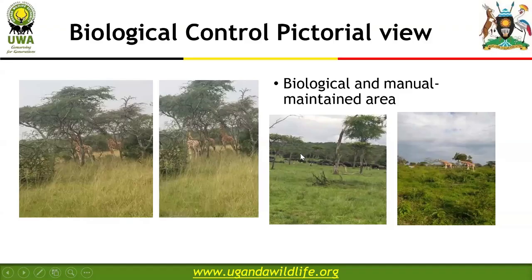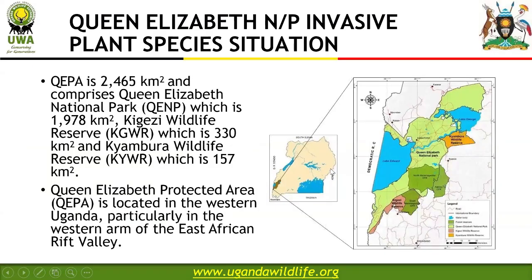So this is an area where we can comfortably say that the biological control, in addition to manual, has been maintained. We see big herds of buffaloes coming back and feeding and grazing freely. So this is how biological control has helped in controlling also the Acacia hockii.